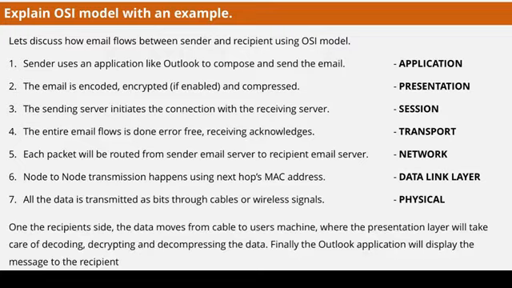Once on the recipient side, the data moves from cable to user's machine, where the presentation layer will take care of decoding, decrypting, and decompressing the data. Finally, the Outlook application will display the message to the recipient.